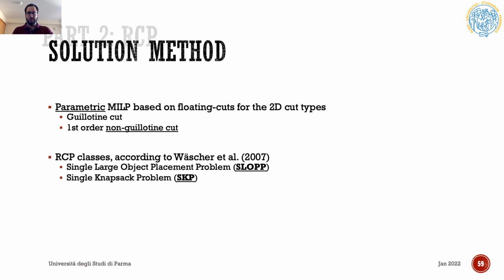According to Wäscher, rectangular cutting problem, or RCP, is a generic cutting problem which may be divided in many classes. Our work addresses two of them: single large object placement problem, or SLOPP, and single knapsack problem, or SKP. So, the proposal is to create a flexible model to solve these RCP classes by covering these specific variants.